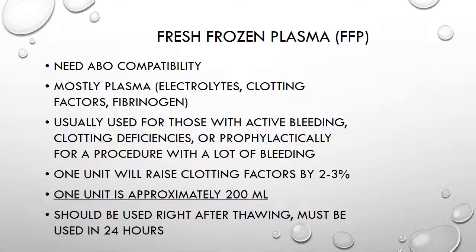So if we have a procedure that we're going to do, perhaps the patient's blood pressure is a little bit low, maybe their platelets are a little low, perhaps they're going to go in for a large procedure, maybe an open heart surgery, maybe an amputation. They might give them fresh frozen plasma ahead of time because of that risk of bleeding. When we look at 1 unit of fresh frozen plasma, basically we're going to raise those clotting factors by about 2 to 3%. Volume of a unit of fresh frozen plasma is going to be about 200 milliliters.